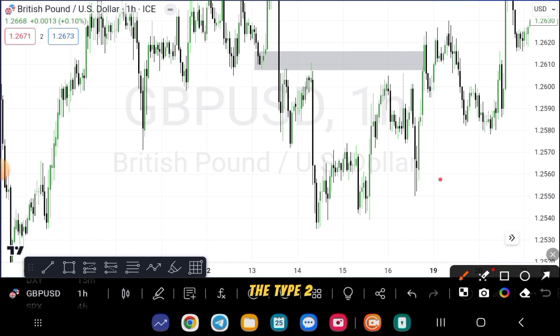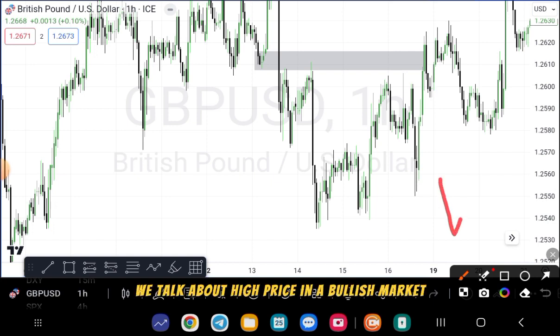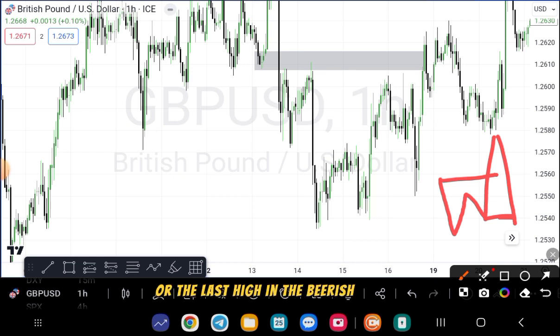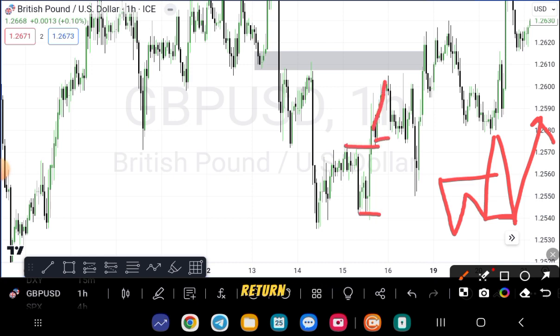All right, so type 2, we talked about how price in a bullish market, for example, will give you this movement, break structure, return back, take out the last low in the bullish market or the last high in a bearish market, and then expand to the upside. So what can we see here? It happened two times here. You have this low, took out that high, formed a low, returned back, took out the low, and boom.